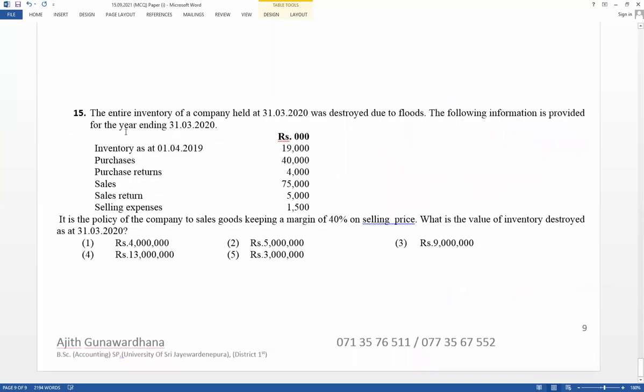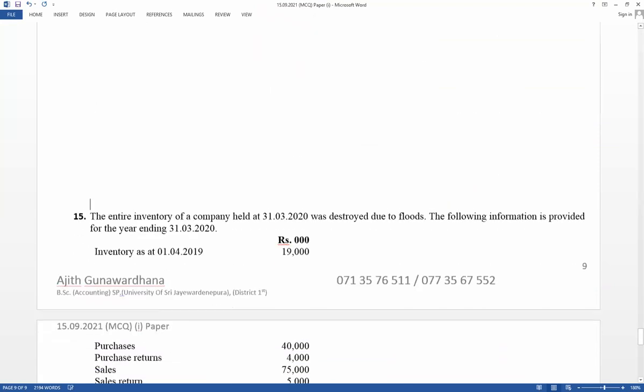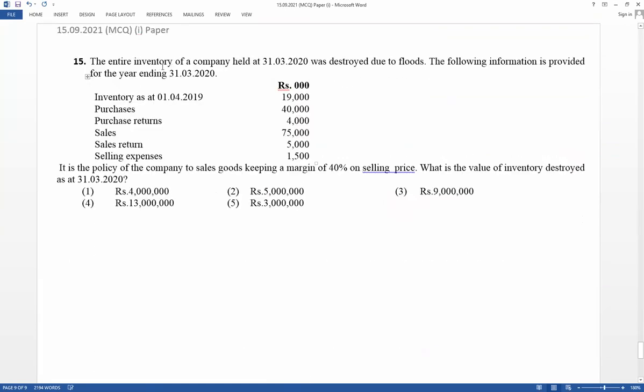Question number 15, relevant for damage stock. It is also available with markup and margin. Think entire inventory of the company as at 31st March 20 was destroyed due to flood. Damage stock and cost. It has given the following information for the year ended 31st March 20: opening inventory, purchase return, sales and sales return, and selling expenses also. It is the policy of the company to sell goods at a profit margin of 40% on selling price. Thus, what is the value of inventory destroyed as at 31st March 20?